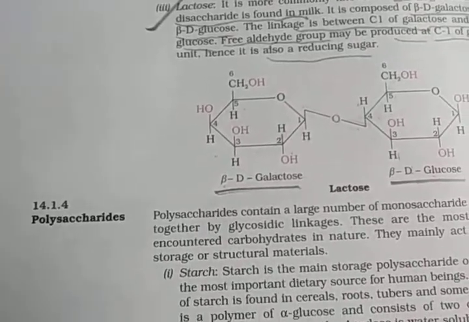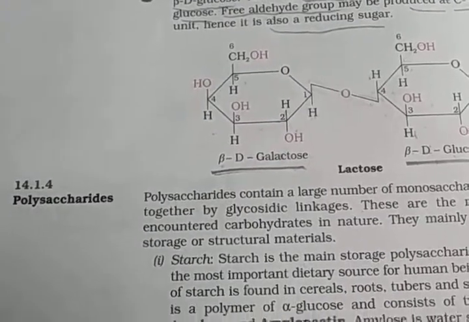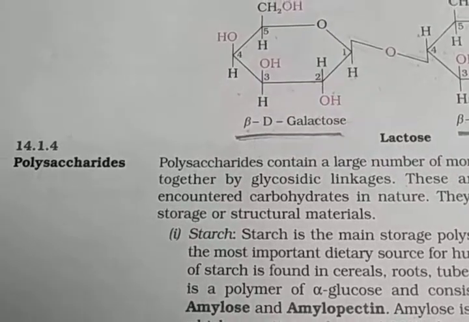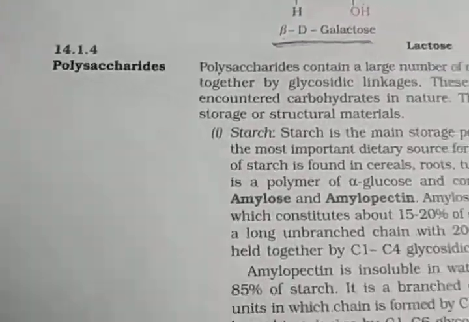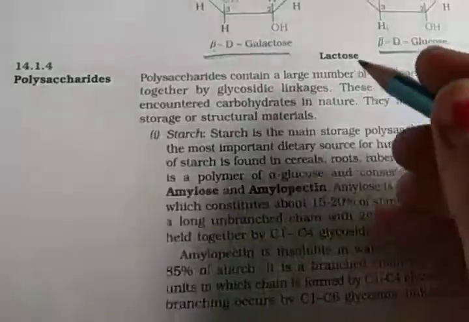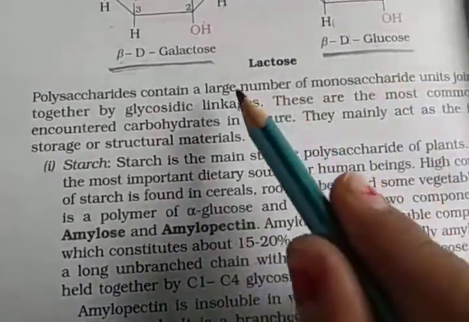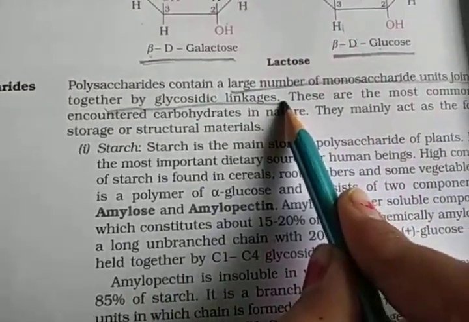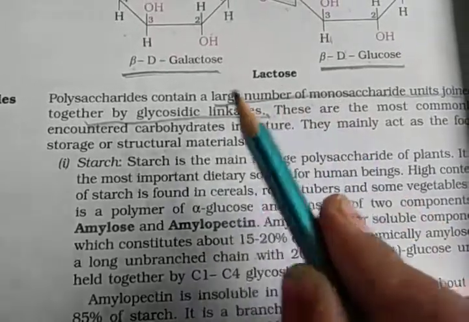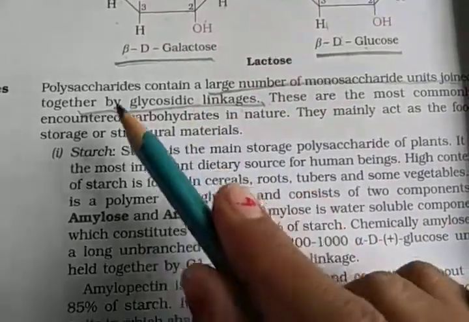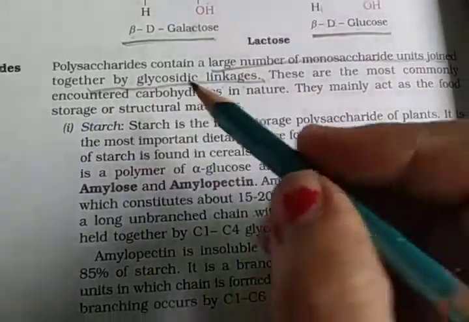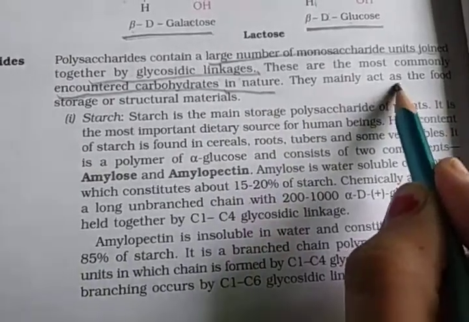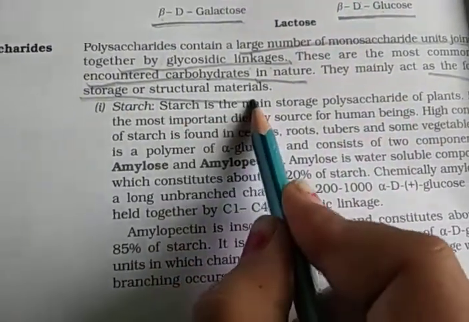Then monosaccharide is completed, because for monosaccharides we had to study glucose and fructose. For disaccharides we studied sucrose, maltose and lactose, and the third one is polysaccharide. Okay, a polysaccharide contains a large number of monosaccharide units joined together by glycosidic linkage. So many monosaccharide units joined together by glycosidic linkage are known as polysaccharides. Okay, they are the most abundant carbohydrates in nature. Clear? And they mainly act as food storage and structural materials.